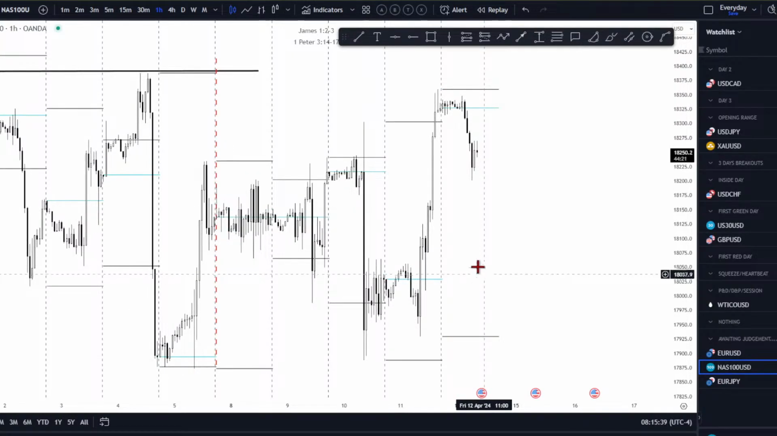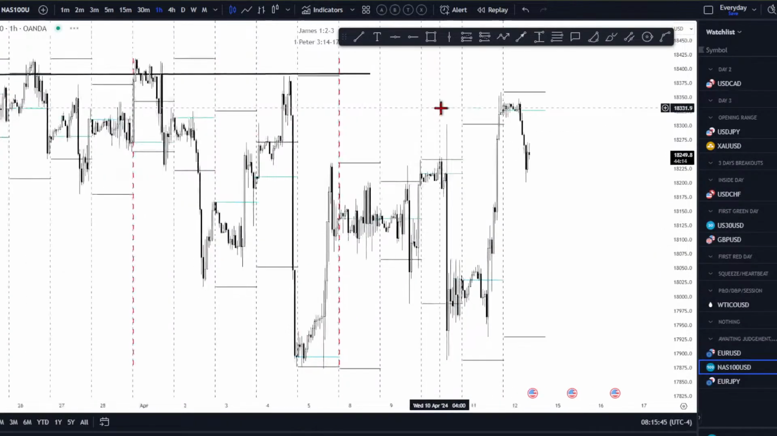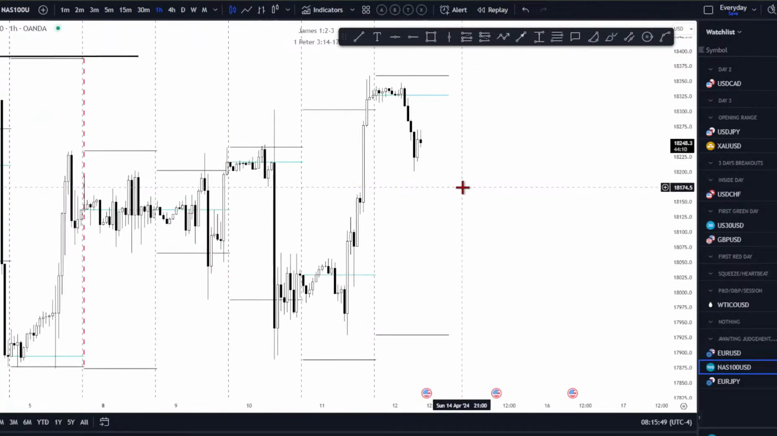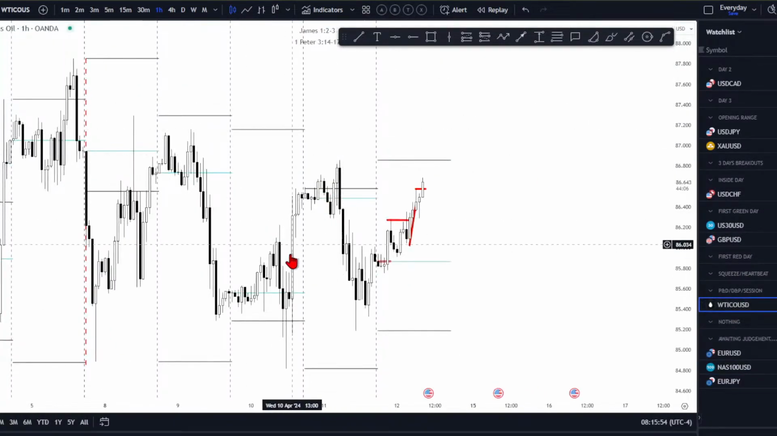Nasdaq. This closed very different than US 30, where this one ran all the way up into the close. Somebody might consider that a first green day. Very well could be. But on these run into the close style of days, the next day tends to be some kind of run all the way back down.